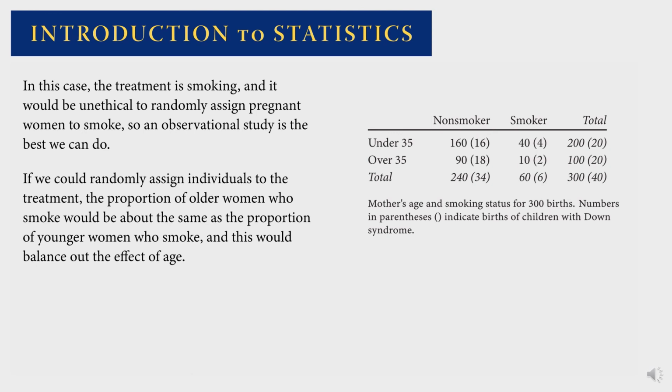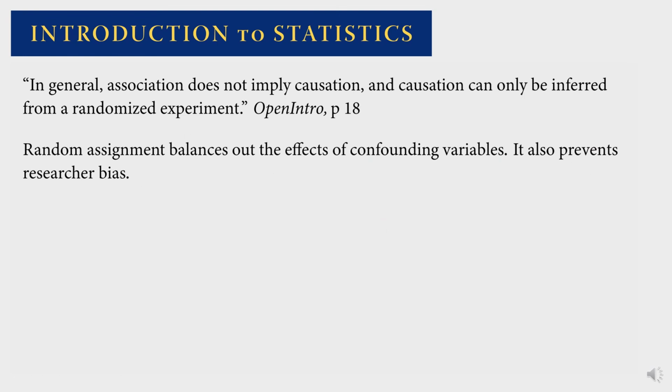We actually can't tell just from this data what's going on. Maybe smoking is reducing Down syndrome births, or maybe they increase with the mother's age. If we could randomly assign these women to smoke, we could perform an experiment rather than an observational study. This would allow us to reach a conclusion about how smoking affects Down syndrome births. And as they say in the textbook, we can only infer causation from a randomized experiment. That is, an experiment where subjects were randomly assigned to a treatment.